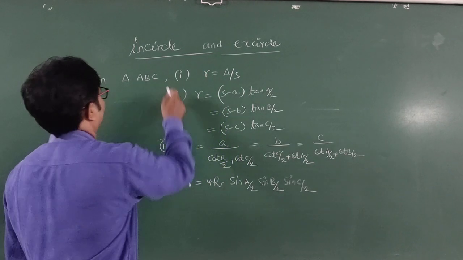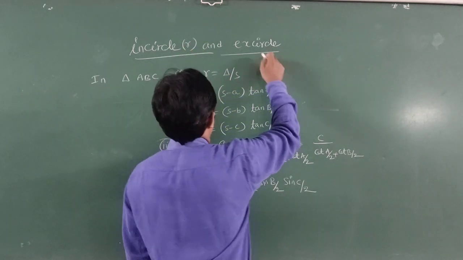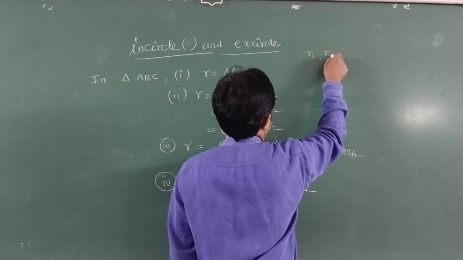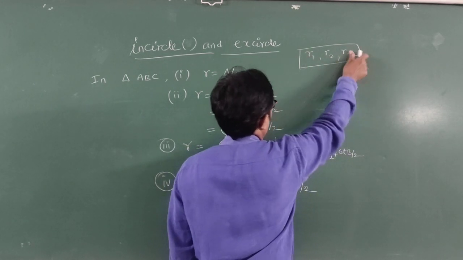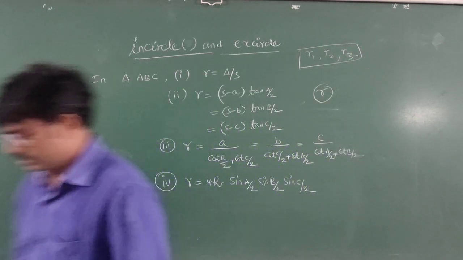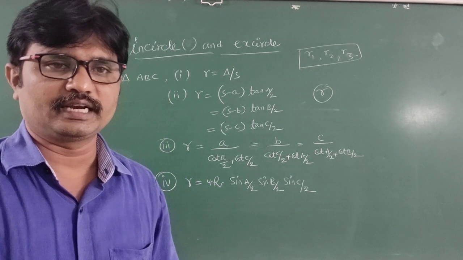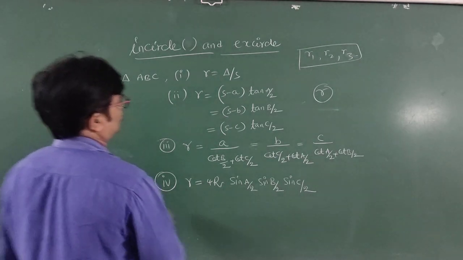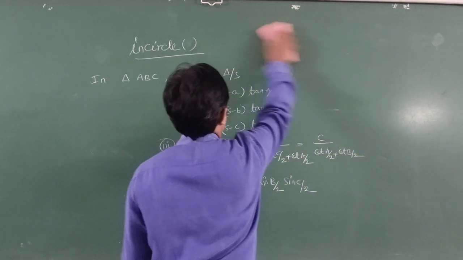Here the inradius is small r, and the exradii are denoted by r1, r2, r3. The inradius is the small r. So first we are going to discuss the incircle, and after that the excircle.